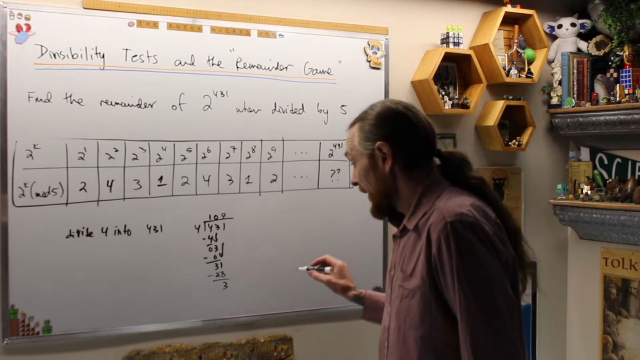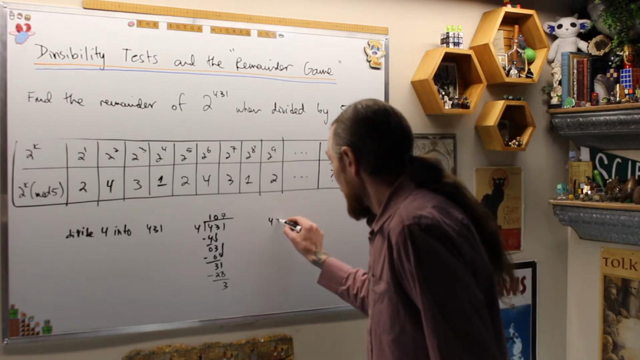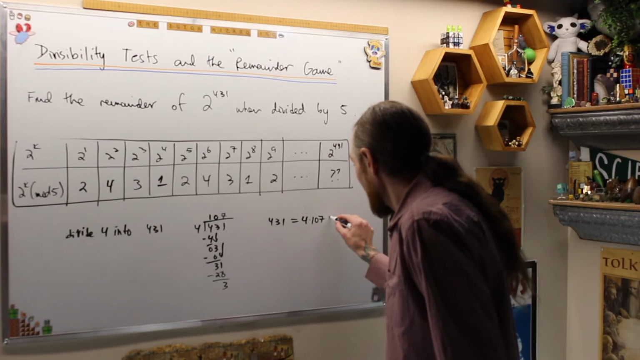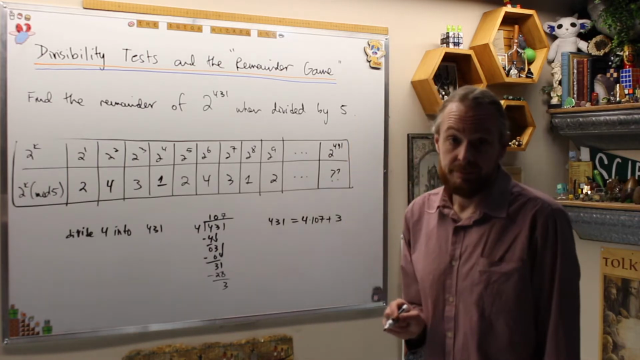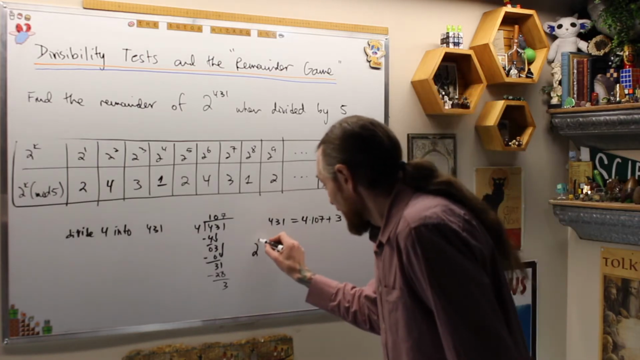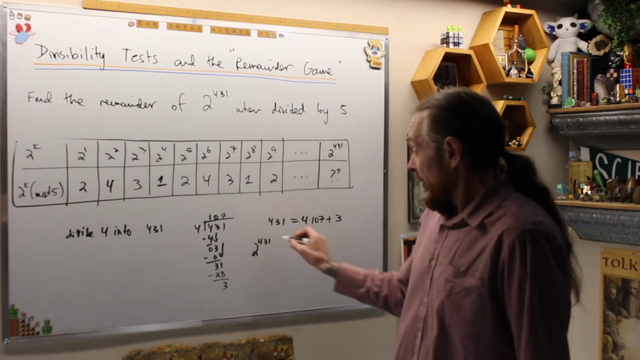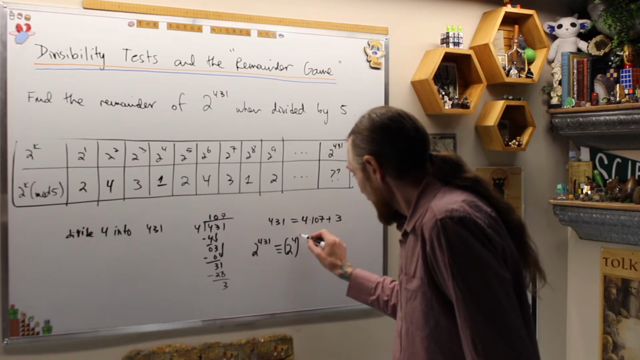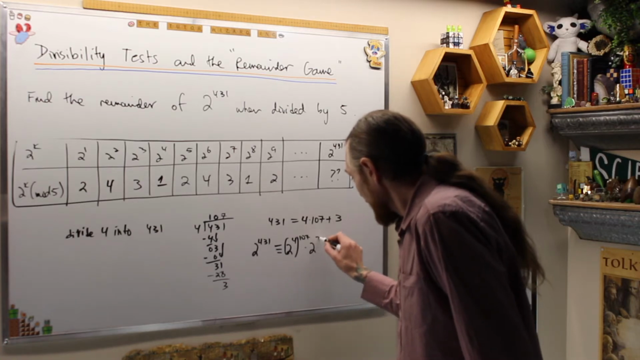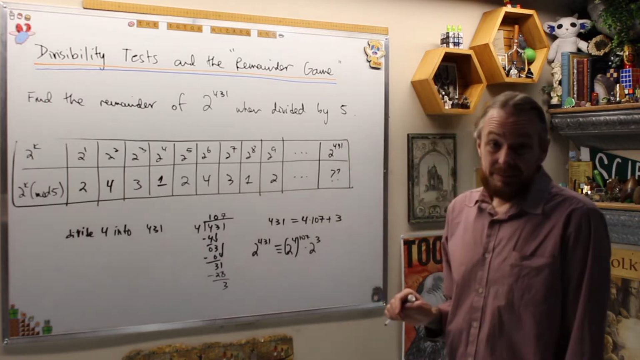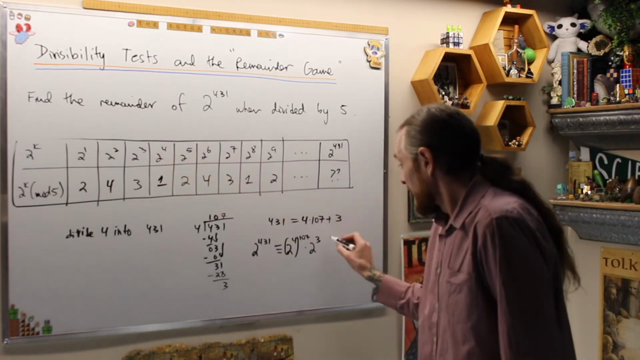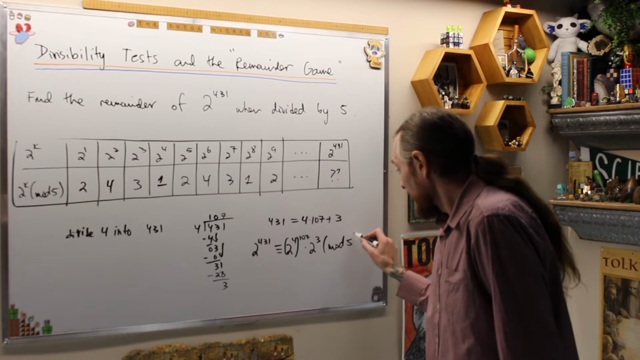Now what I'm going to do with that is, this says 431 is equal to 4 times 107 plus a remainder of 3. Now when I exponentiate that, 2 to the 431 is congruent to 2 to the 4, to the 107, times 2 to the 3, using exponent laws. Then I know that 2 to the 4 is congruent to 1. This is modulo 5, now we're computing.